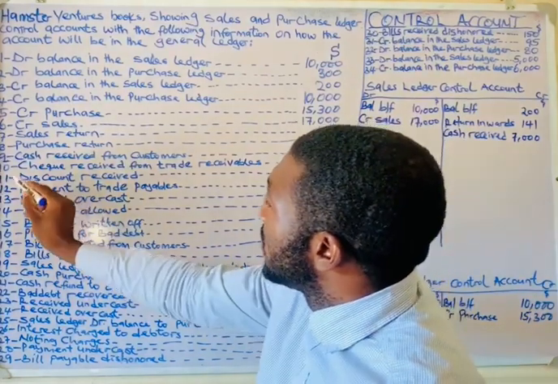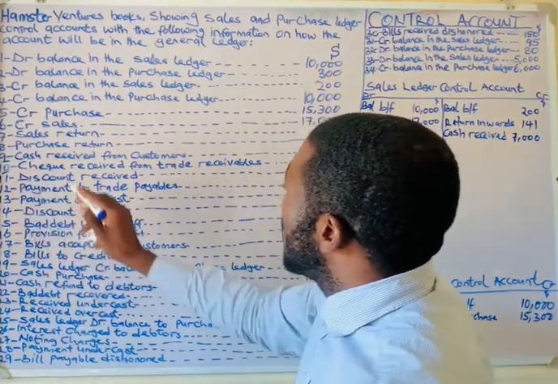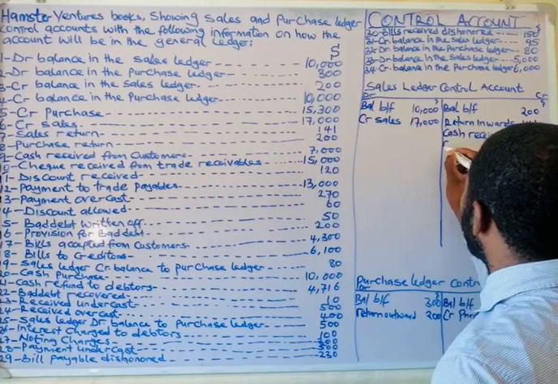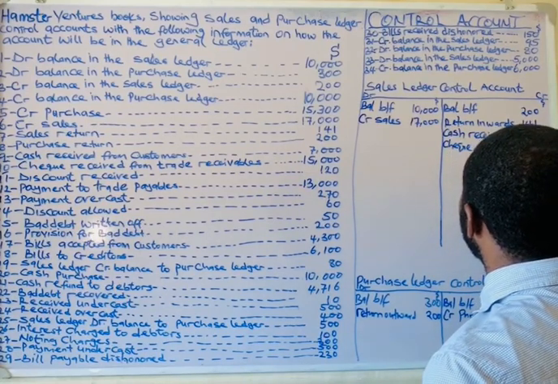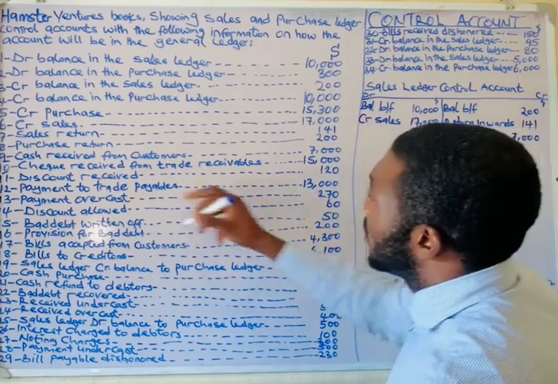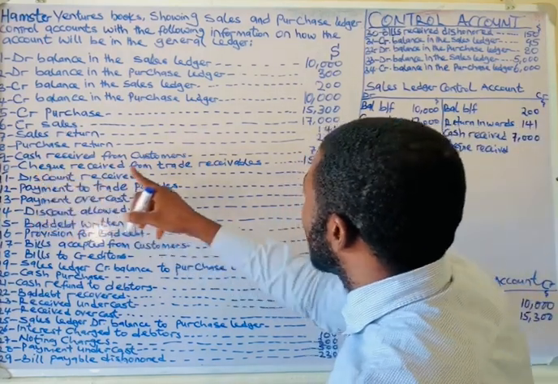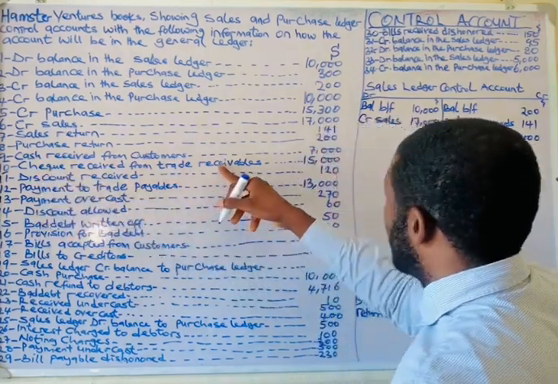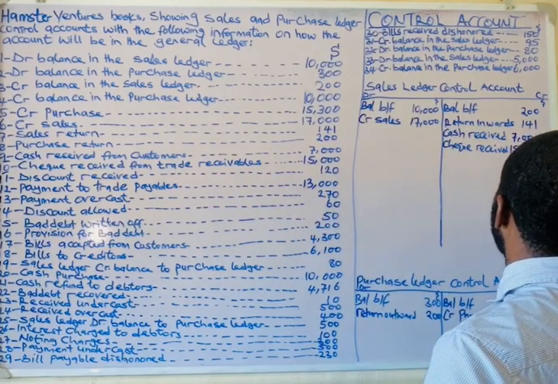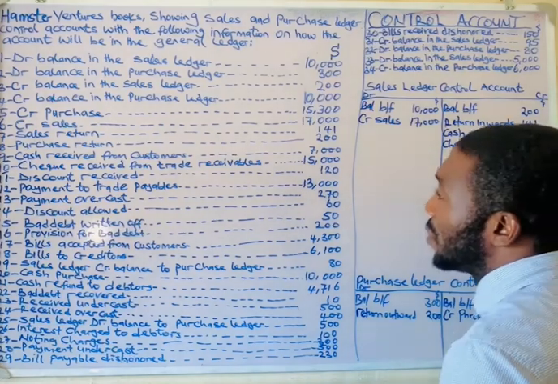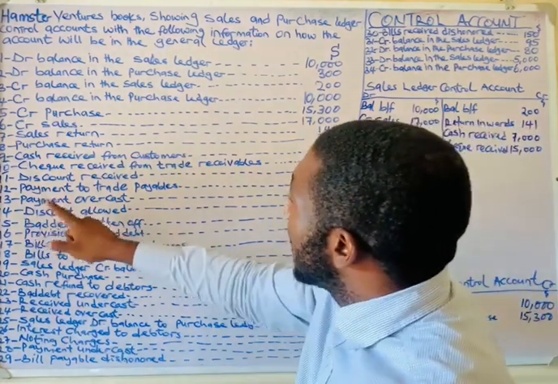So number 10, check receipt is the same treatment. You receive check received, and the check we receive from our customer, the same thing with the customer, is $15,000. Simple.